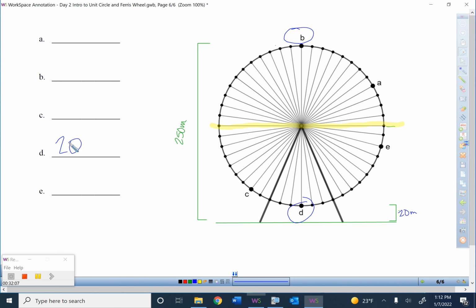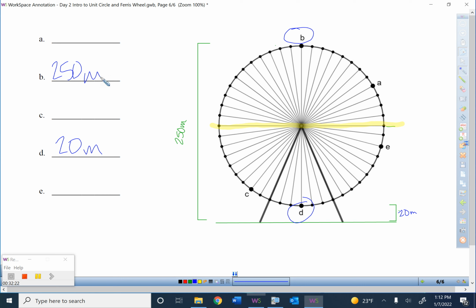So that one's just 20 meters. We can do the same thing with B. It told us at the beginning the height of the Ferris wheel was 250, so B is going to be 250 meters without any work. It's the other ones that we have to use our formula.